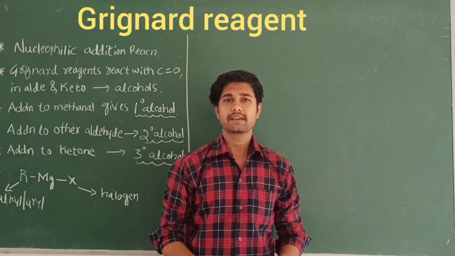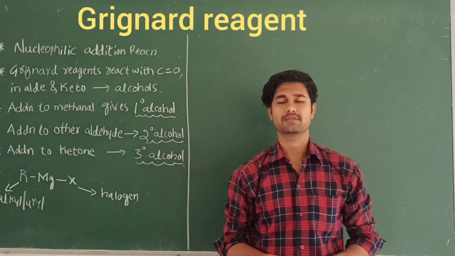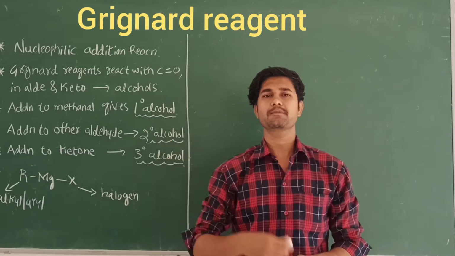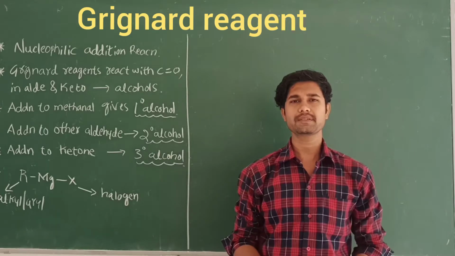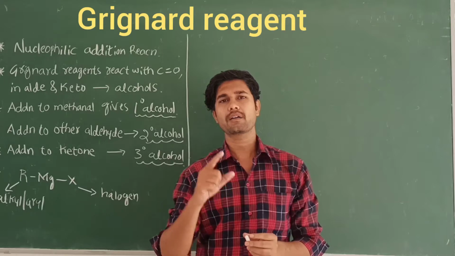Let's discuss the Grignard reagent, which is used to produce alcohols. So that is also the last method. We are going to prepare the alcohols by using Grignard reagent. What is that Grignard reagent? The general name of Grignard reagent is RMgX.